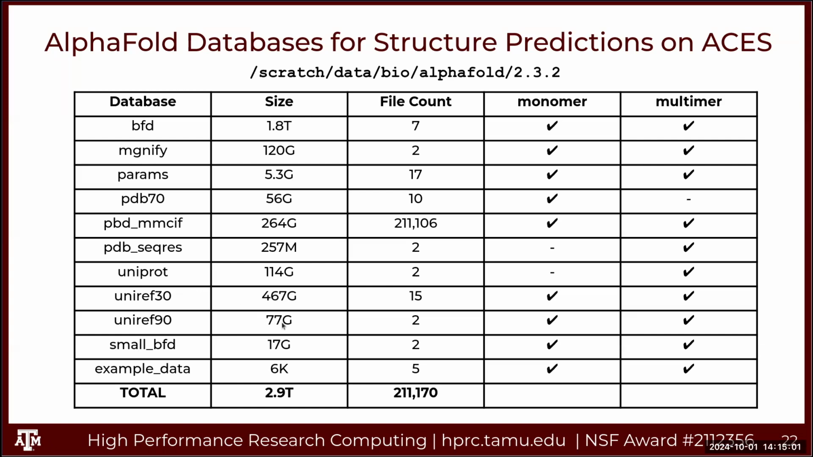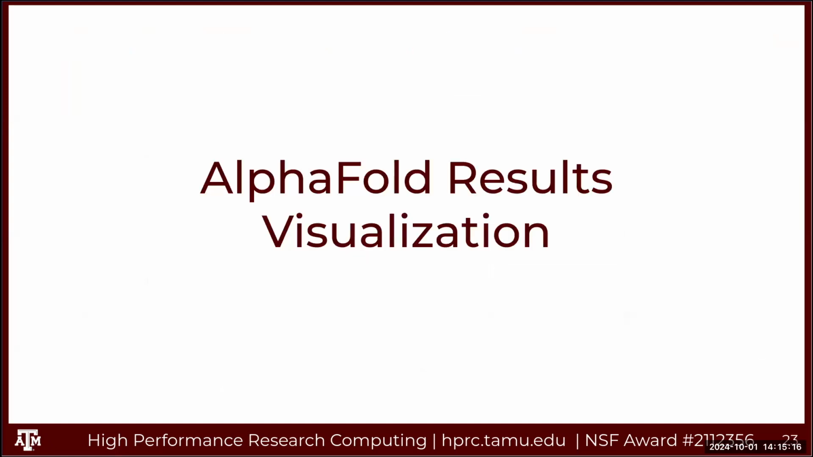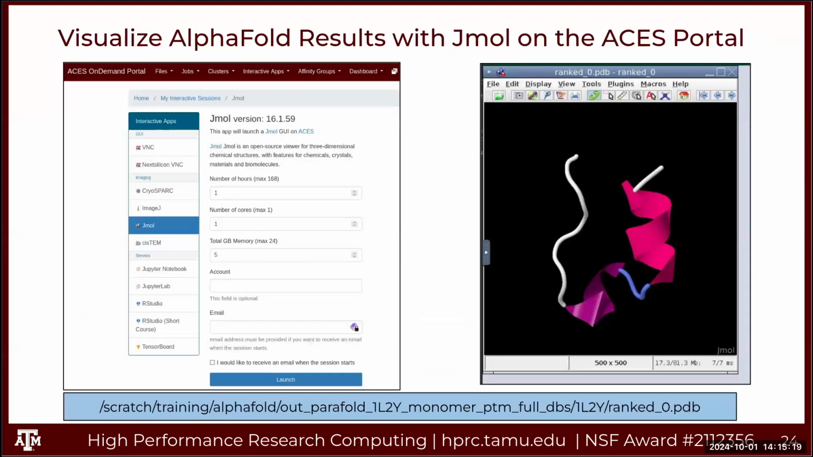Or it might be small enough you can add it yourself in your directory, but let us know so that we can share it with everyone. Some of these are only used for monomers and others are used for multimers. But Parafold has this configured for you, so you don't have to specify it the way you do with the AlphaFold commands.